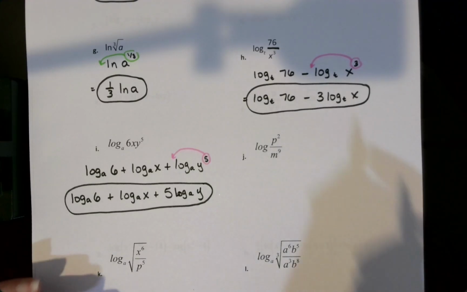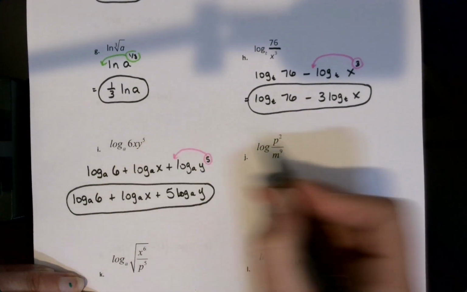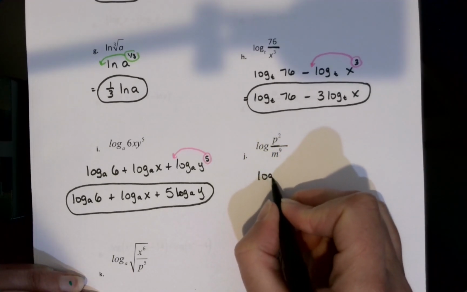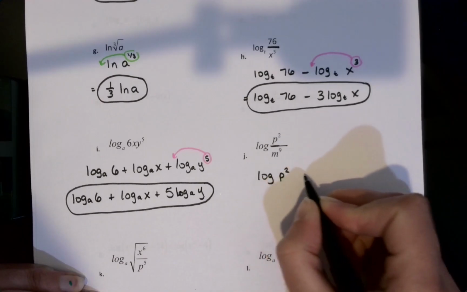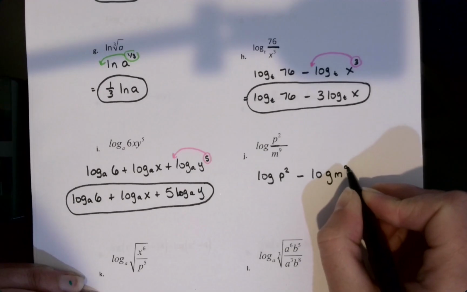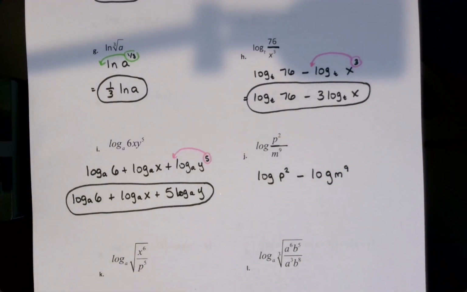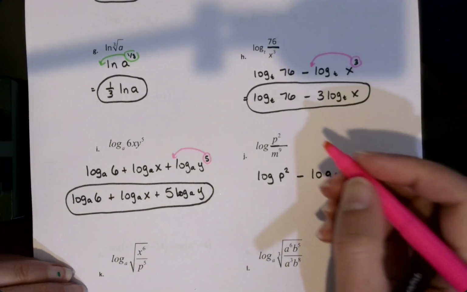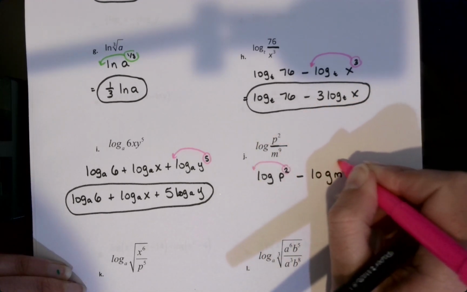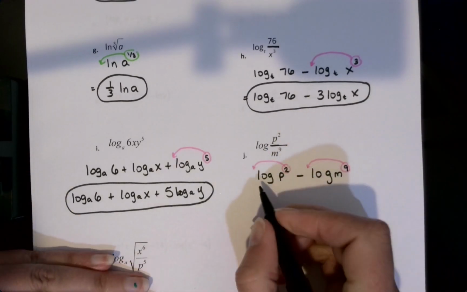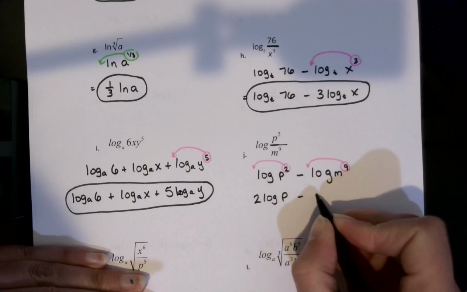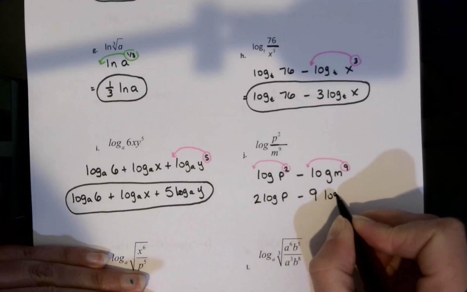In part J, instead of a product, I'm starting with this quotient here, so we'll separate with subtraction. Log of p squared minus log of m to the 9th. The base on this log must be 10 since it's not written, so I just have a log. And then we can use the power property to bring our exponents down as coefficients. So we'll have 2 times the log of p minus 9 times the log of m.